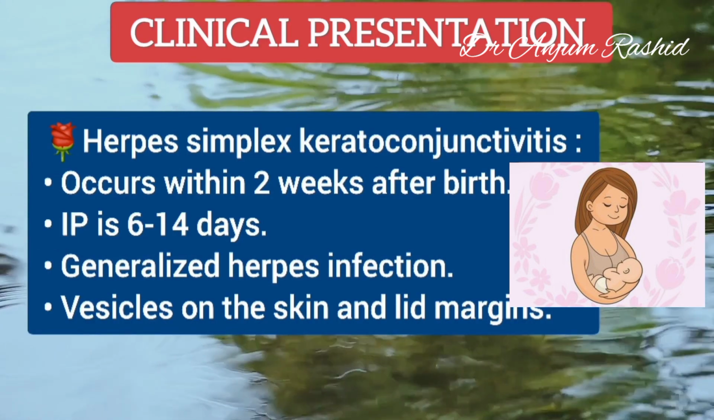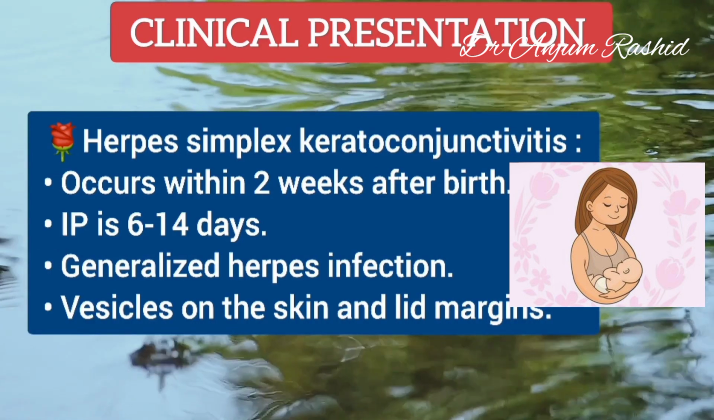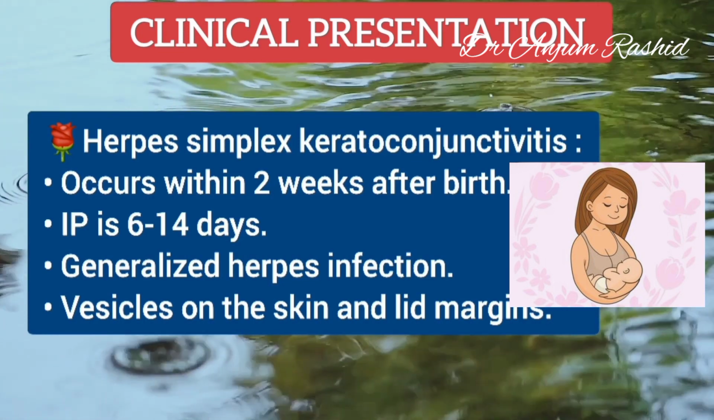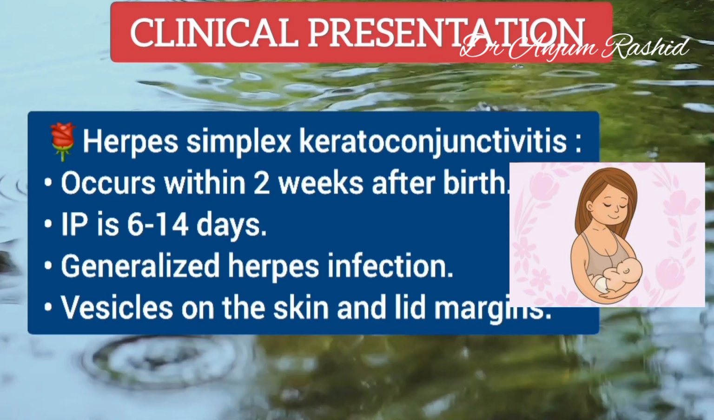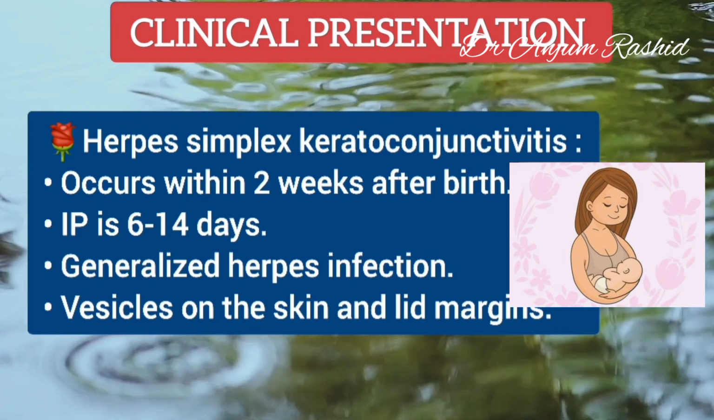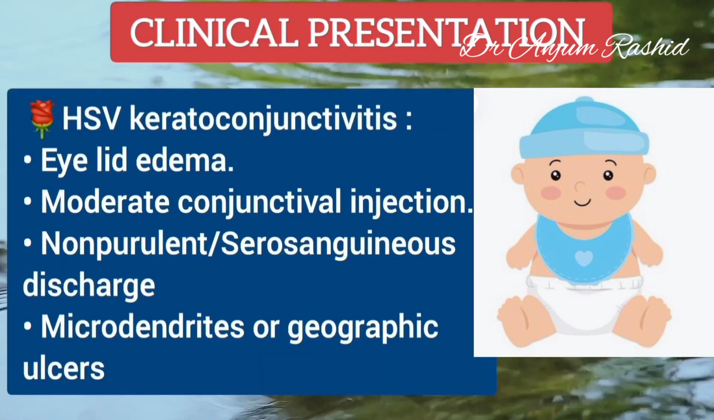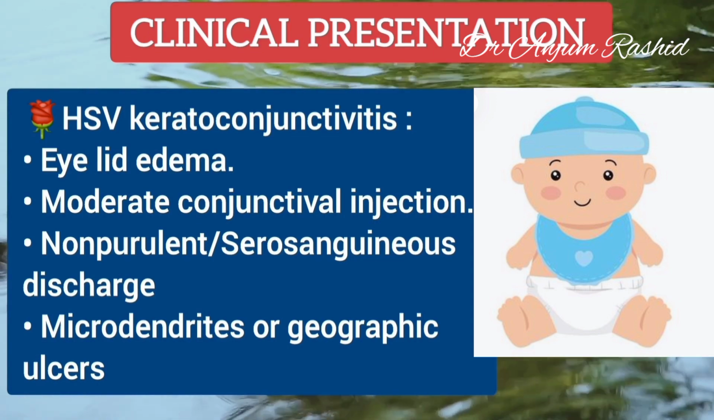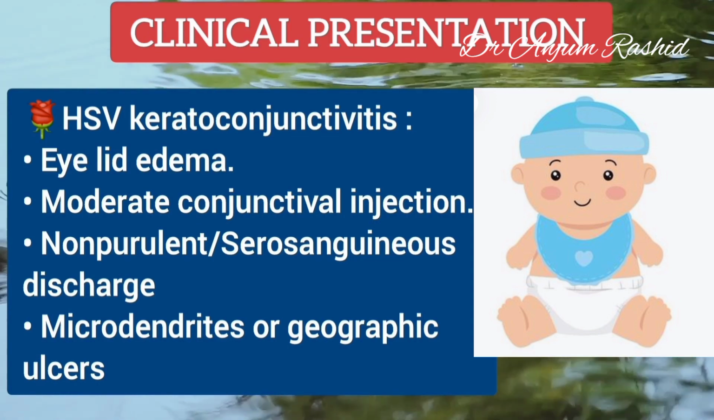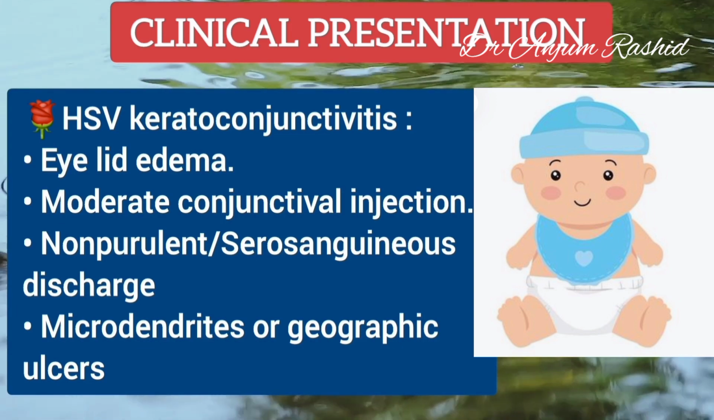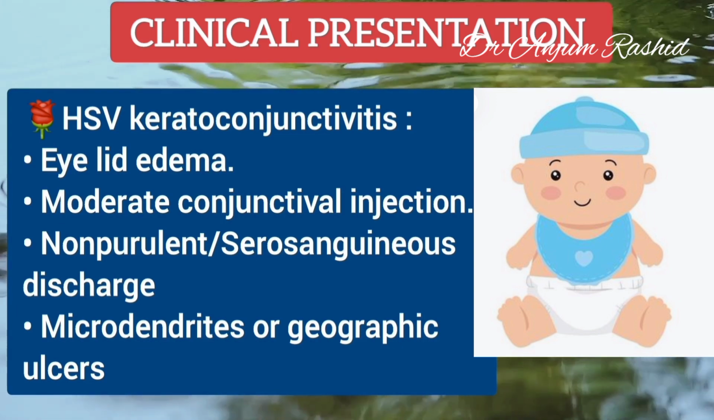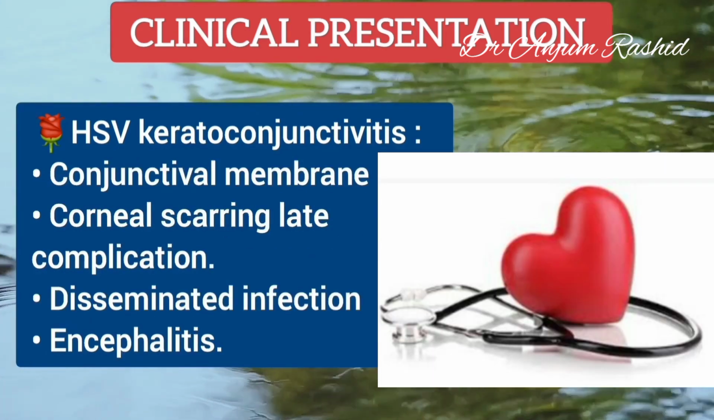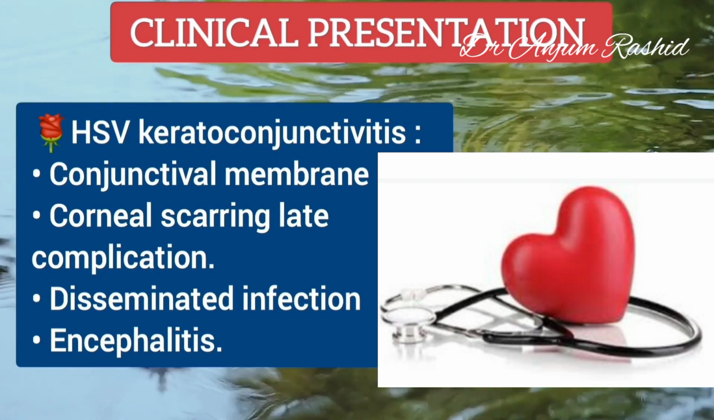Herpes simplex keratoconjunctivitis occurs within 2 weeks after birth. Incubation period is usually 6 to 14 days. It is usually associated with generalized herpes infection in which there are vesicles on the skin and the eyelid margins. Herpes simplex keratoconjunctivitis is characterized by eyelid edema, moderate conjunctival injection, non-purulent or serosanguineous discharge, and microdendrites or geographic ulcers, which are typical of the herpes simplex keratoconjunctivitis. In severe cases, there may be conjunctival membrane formation and corneal scarring.